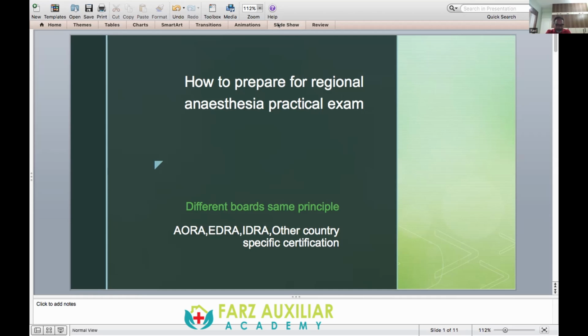This topic is how to prepare for the regional anesthesia practical exam. So it's a certification exam, and you are going to become an expert in this area. It's a super specialized area. And there are different boards and different organizations like EDRA and IDRA and the Indian Society of Anesthesia.